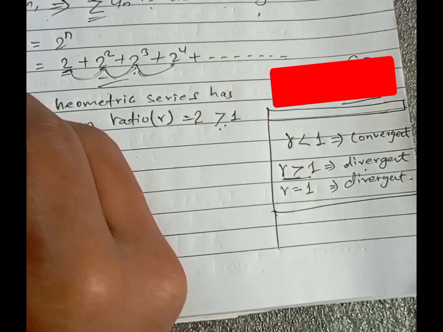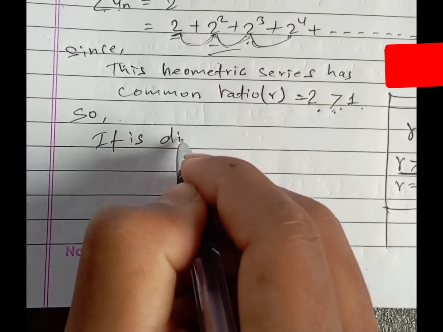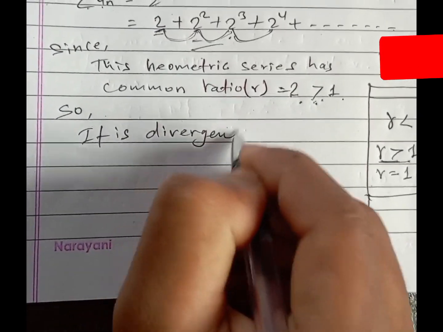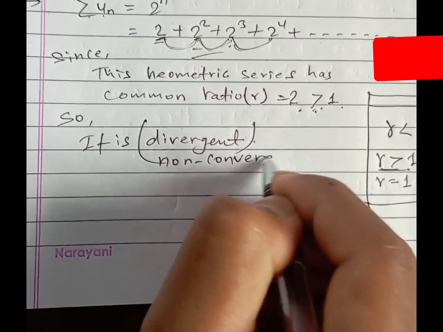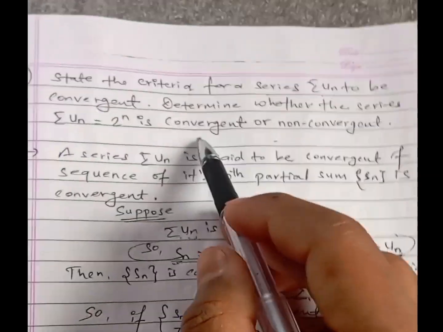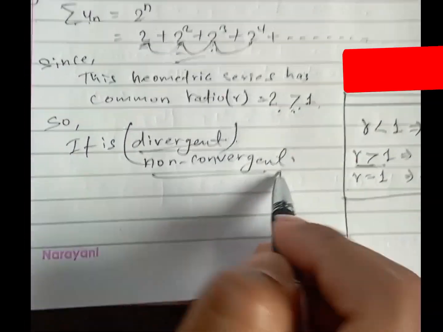So since this geometric series has common ratio 2 which is greater than 1, it is divergent, or we can just write non-convergent, because the question asks us to determine whether the series is convergent or non-convergent. So we can just write it as divergent or non-convergent.